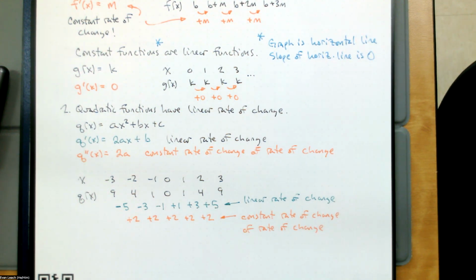A linear function has a constant rate of change. A quadratic function has a linear rate of change. This is for the function q of x equals 1x squared. And that second derivative was, as predicted, 2 times 1. So everything seems to fit so far.